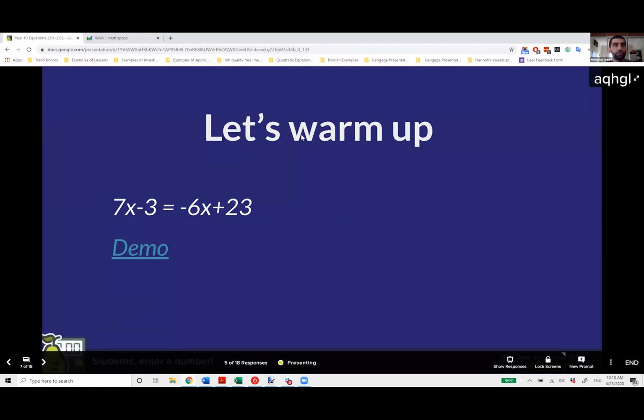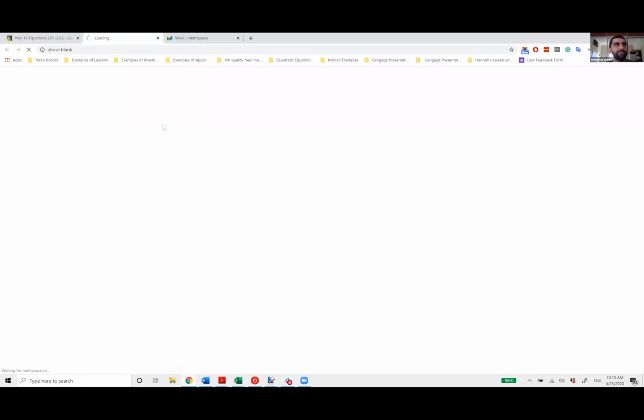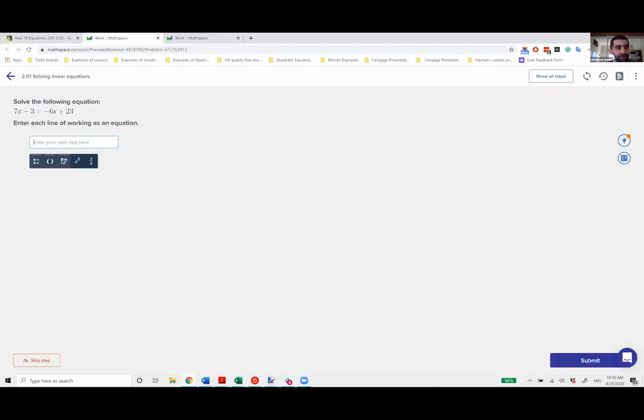Okay, I can see most people have joined, and what are we getting for the answer here? All right, x equals 2, by far the most popular answer. So I'll just do this on Mathspace and confirm for anyone else going through this. So we want to get the x's by themselves. Now we could either move that 7x to this side, or we can move this negative 6x to that side. It's easier to move this so we're dealing with positive numbers.